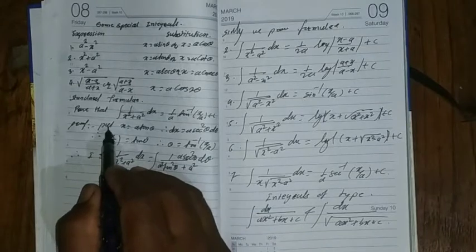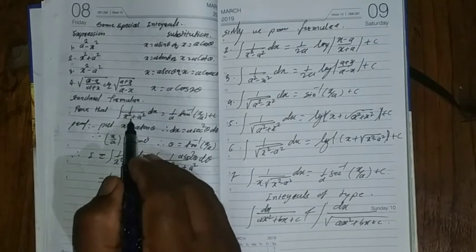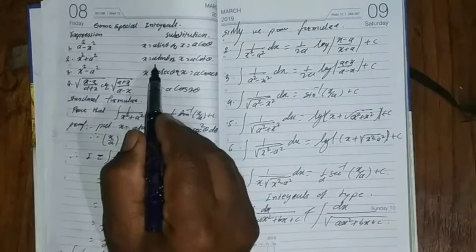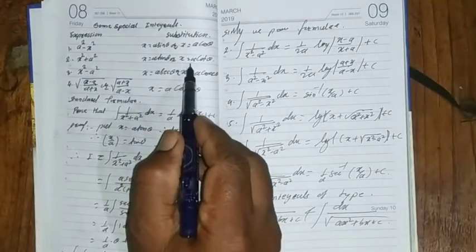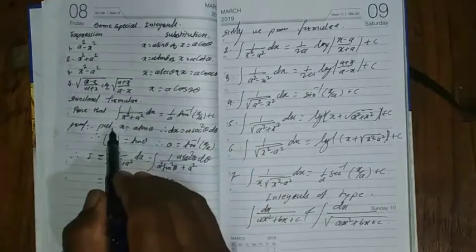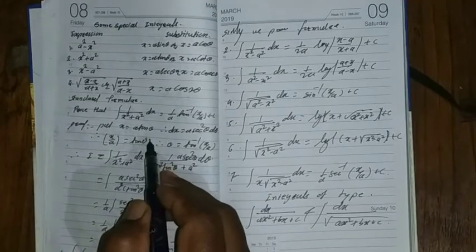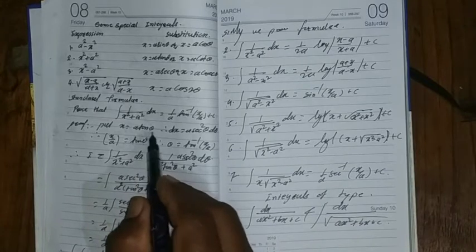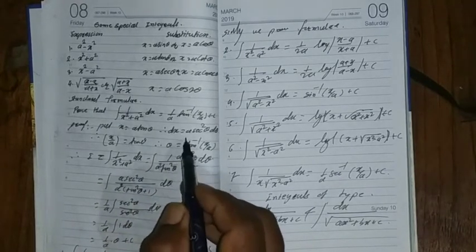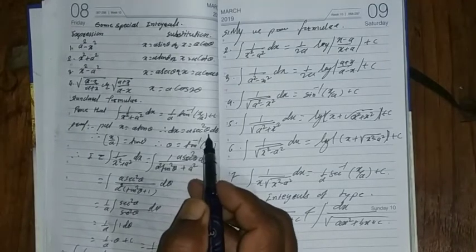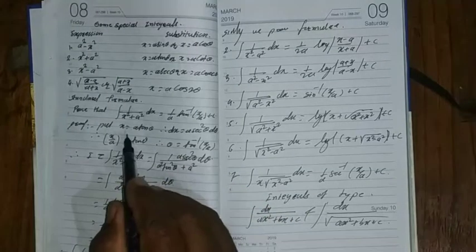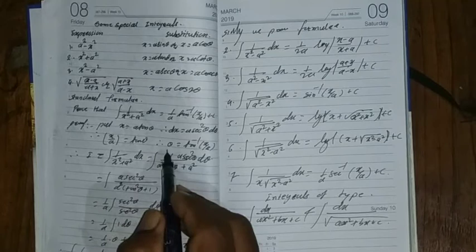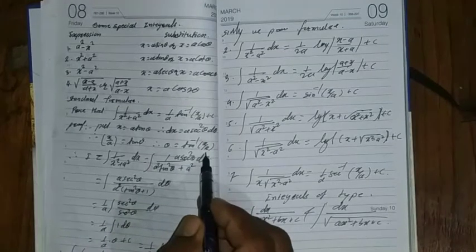Proof. We know the term 1 upon x square plus a square. In x square plus a square we have to substitute x is equal to a tan theta, or x is equal to a cot theta. Therefore we put x is equal to a tan theta. Then take derivative with respect to theta, that is dx is equal to a sec square theta d theta. We know x is equal to a tan theta, therefore x by a is equal to tan theta, therefore theta is equal to tan inverse of x by a.